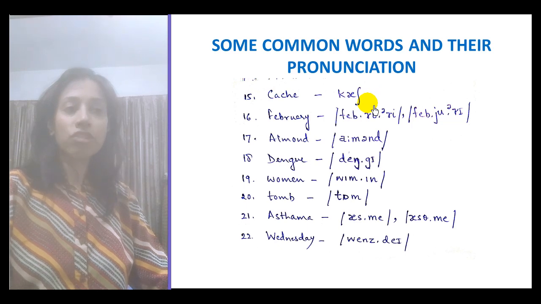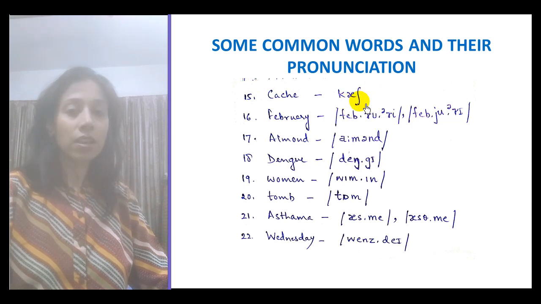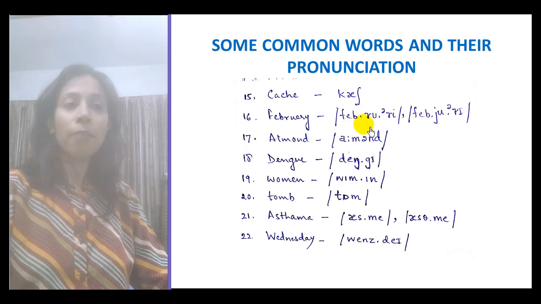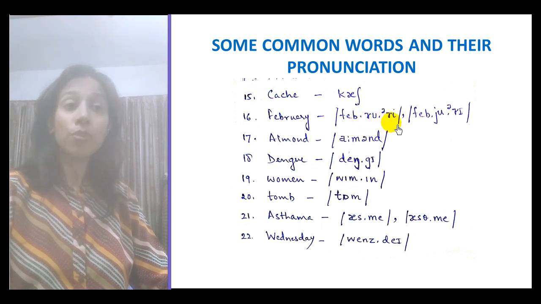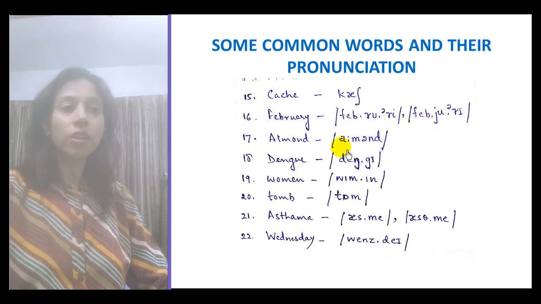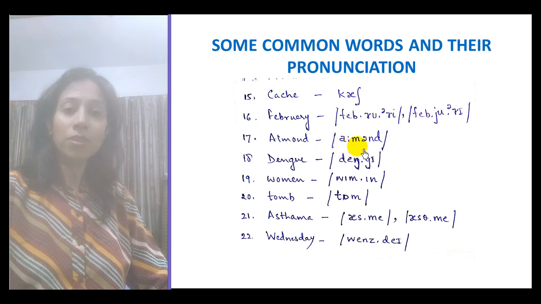Next word is cash. It's not cachet, it's cash. Cash of arms. Then the next word is not February, it is February or February. So this is how it is pronounced. It is not almond, it is almond. Then it is not dengue, it is dengue. Next is women.